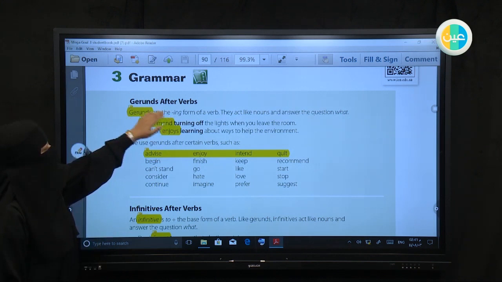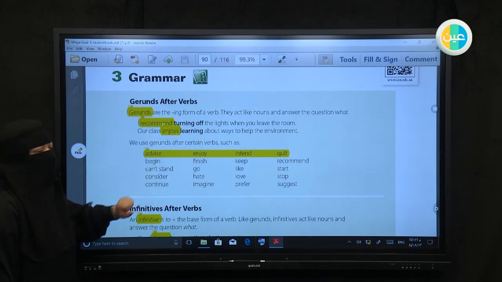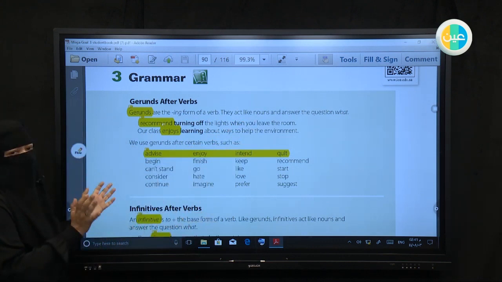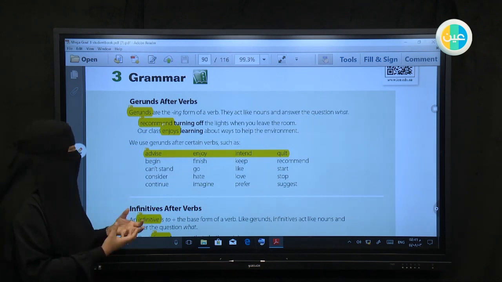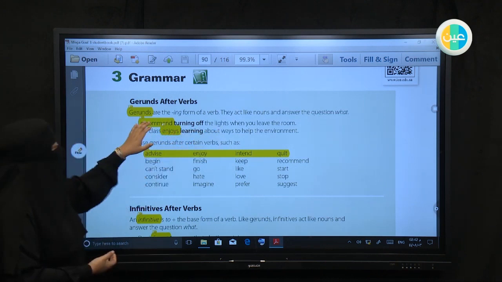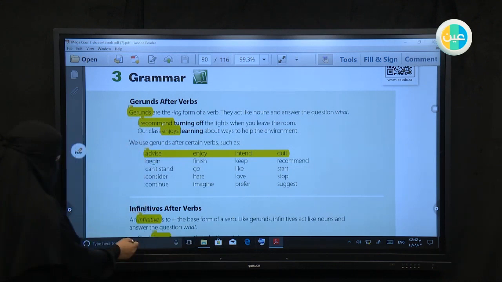الجيرند اللي هي إضافة الـ ING إلى الفعل, and when you are supposed to use it، فين حتشوفيه في الجمل عندك في الإنجليش. Alright, gerunds are the ING form of the verb زي ما قلنا, and they act like nouns. نستخدمهم كـ noun أو اسم، يتحولوا خلاص ما عاد يقوموا بأكشن، ما عاد يقوموا بفعله، بس يوحوا لنا بهواية أو نشاط بدون ما يكونوا هم الفعل الأساسي بالجملة.